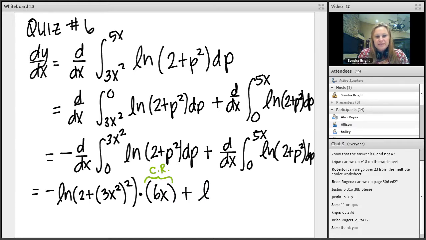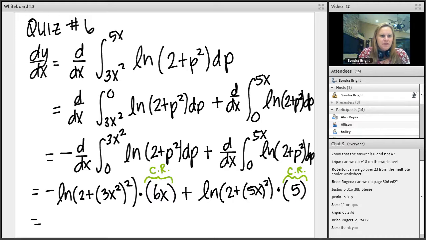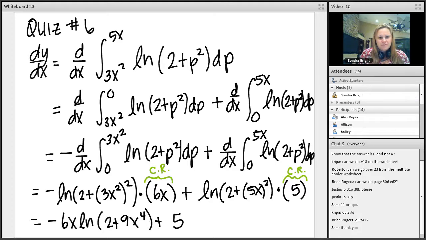And then plus, plugging in the 5x into p on this one, and then we square it, and then times, you have to take the derivative of 5x, which would just be 5. And again, that part was just chain rule. Okay, and so cleaning this up just a little bit, I wrote my answer as negative 6x times the natural log of 2 plus 9x to the 4th, plus 5 times the natural log of 2 plus 25x squared. And that's how I left my answer.